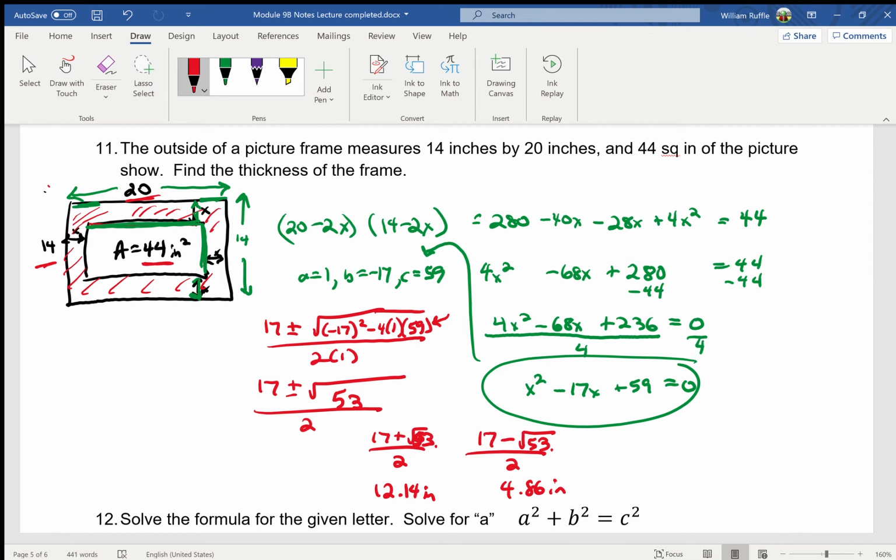Now, if I get the answer 12.14, that doesn't really make any sense. Because if I do 20 minus 2 times 12, that's a negative number, and I can't have a negative length on the sides of my frame here. So this makes no sense. So this ends up being my answer.